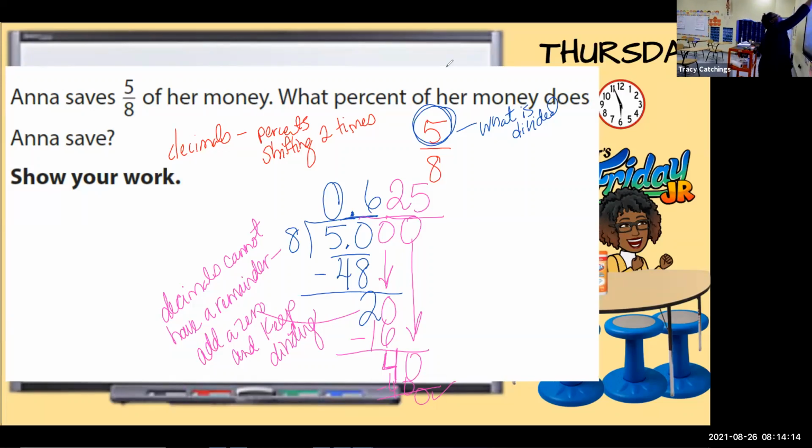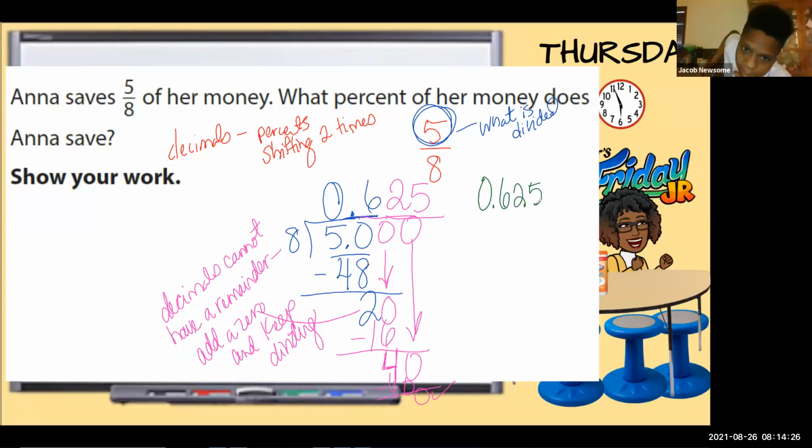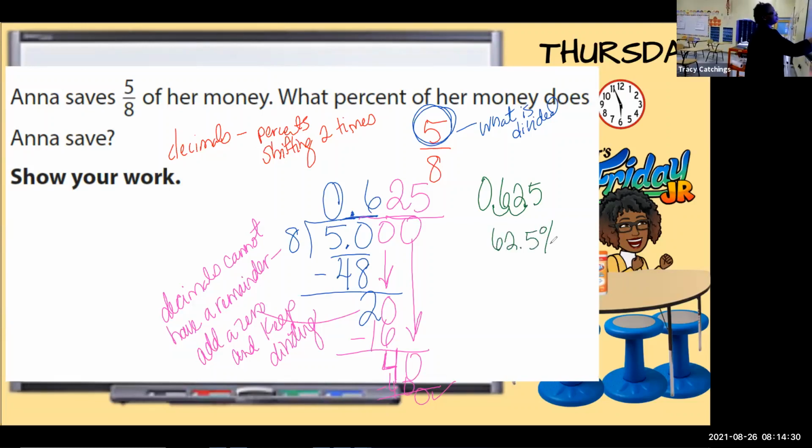0.625. Now we said we can shift that and make a percent by shifting 2 times. So if we shift 2 times, what would be our percent? 62.5%. Good job. So if there's still a digit after that decimal, definitely make sure we include it as well. And a percent can be a decimal. So 62.5%. Any questions about it, fellas?